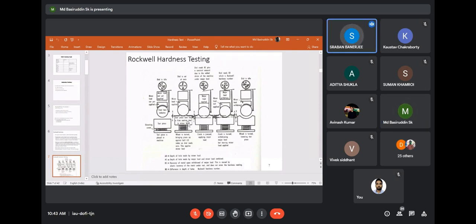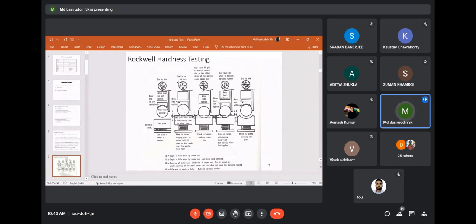Now, as for the dial, I will measure the dial reading. Basically, when we put the major load, the dial indicator will shift accordingly, according to the depth of indentation.